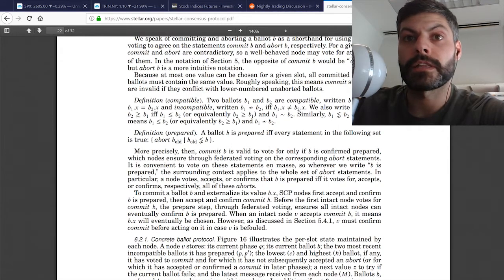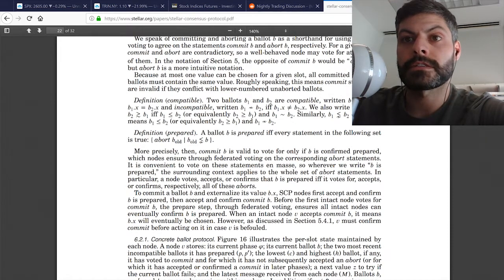To confirm a ballot B and externalize its value B.x, SCP nodes first accept and confirm B is prepared, then accept and confirm commit B. Before the first intact node votes for commit B, the prepare step through federated voting ensures all intact nodes can eventually confirm B is prepared. When an intact node V accepts commit B, it means B.x will eventually be chosen.